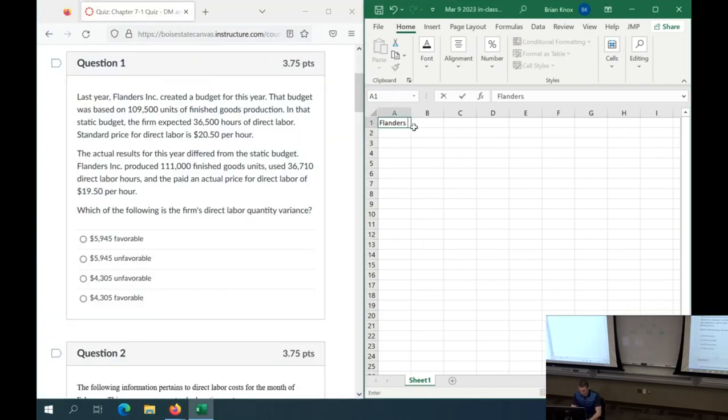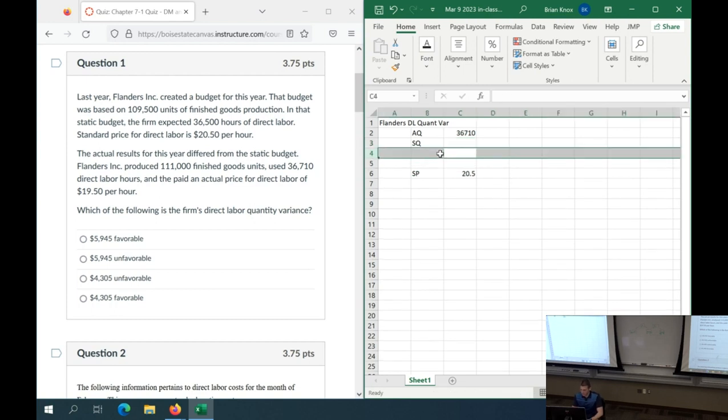Okay, so this is the Flanders DL quantity variance problem. I'll write it that way, make it clearer. So we have our actual quantity of 36,710 direct labor hours. We also need to know standard quantity, and we need to know the standard price, which we can put in right now. I know 20.5. Now, standard quantity I'm going to have to calculate, and I'll put that at the bottom of these calculations.